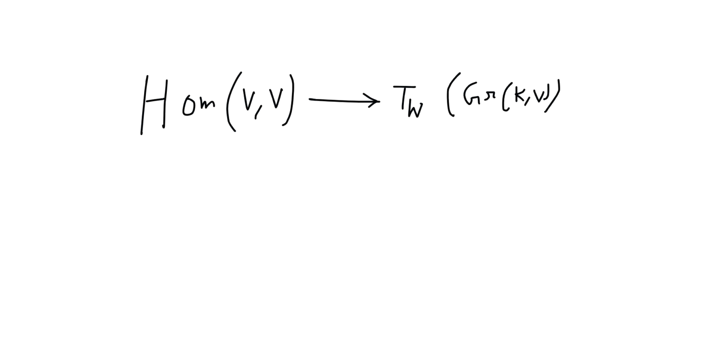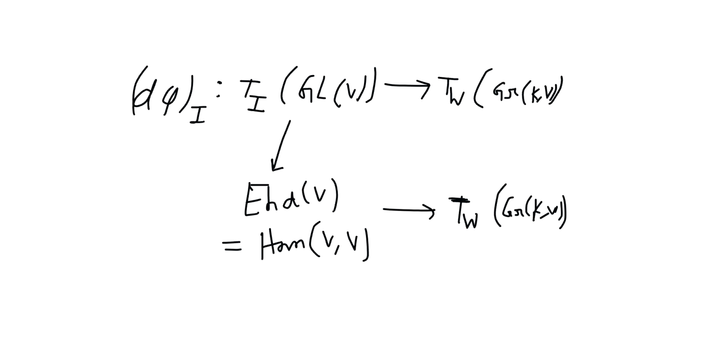But the point is that this map d phi is not an isomorphism, because the space GL(V) and the space Gr(k, V) have different dimensions. Their dimensions as manifolds are not the same. So this d phi is not an isomorphism.